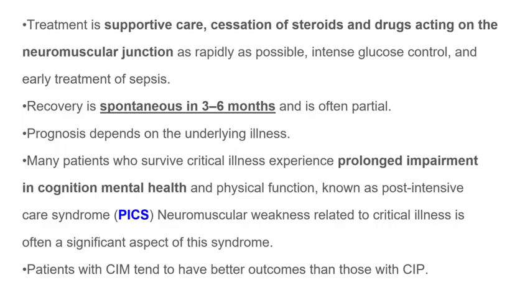Many patients who survive critical illness experience prolonged impairment in cognitive and mental health, known as post-intensive care syndrome. Neuromuscular weakness related to critical illness is often a significant aspect of the syndrome. Patients with critical illness myopathy tend to have a better outcome than those with critical illness polyneuropathy.